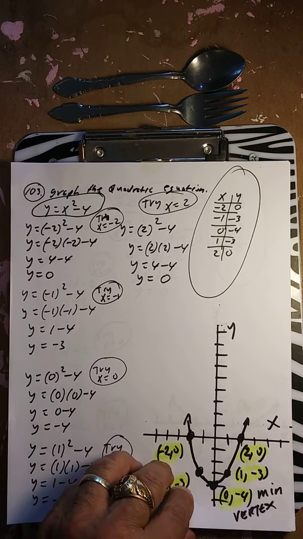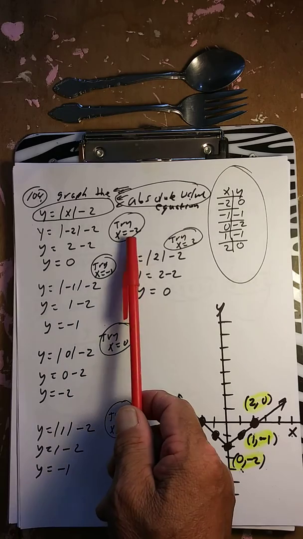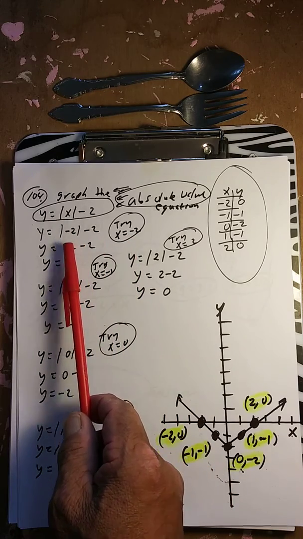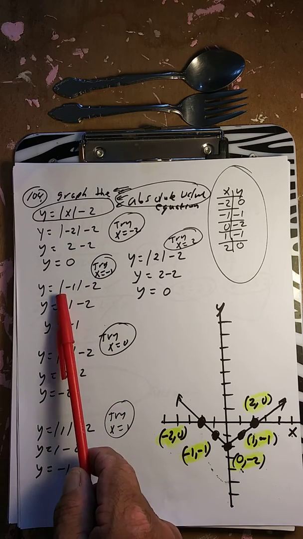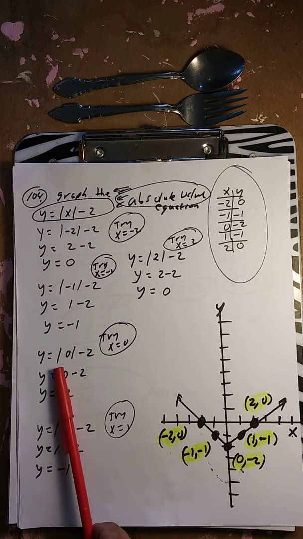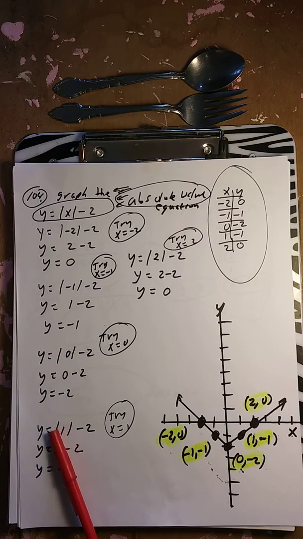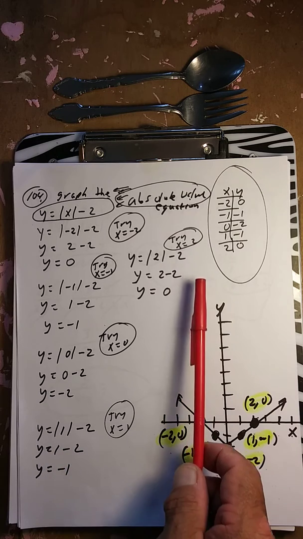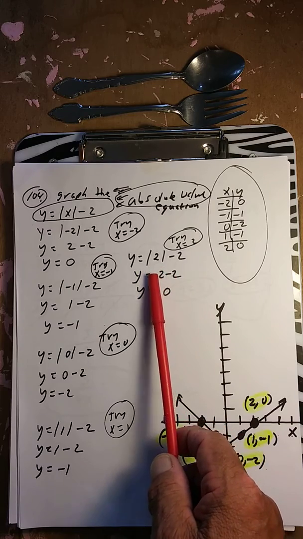Okay. Graph the absolute value equation. So let's put some numbers in there. Try negative 2 in there. Absolute value of negative 2 is 2. 2 minus 2 is 0. Try negative 1. Absolute value of negative 1 is 1. 1 minus 2 is negative 1. Try 0. Absolute value of 0 is 0. 0 minus 2, negative 2. Try 1 in there. Absolute value of 1 is 1. 1 minus 2, negative 1. One more. Try 2 in there. The absolute value of 2 is 2. 2 minus 2 is 0.